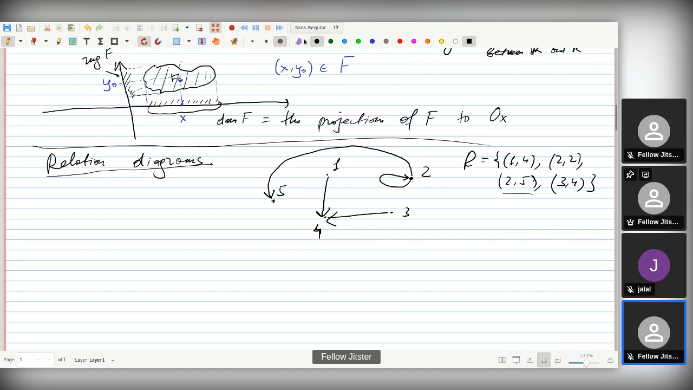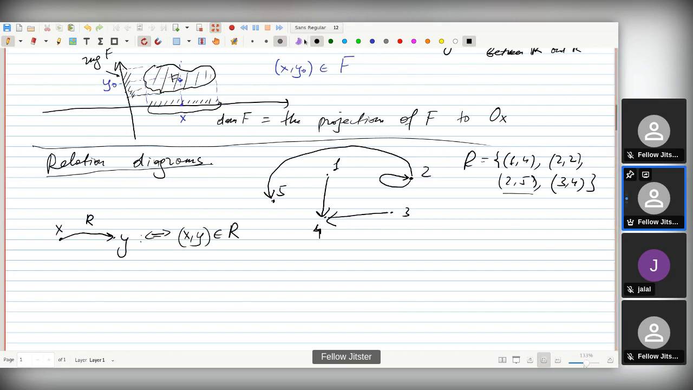Yes. So we connect x and y with an arrow, and sometimes, especially if we have more than one relation to show, we label our arrows with the relation name. We draw such an arrow if and only if the pair x, y belongs to R.